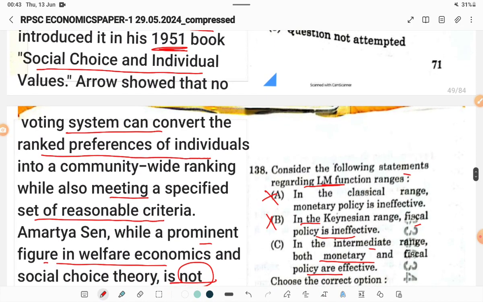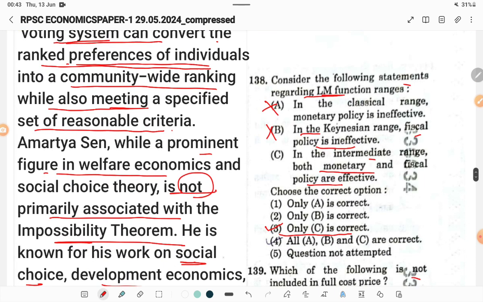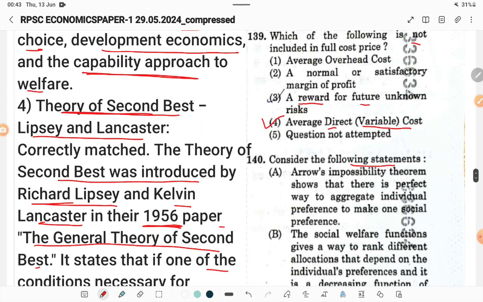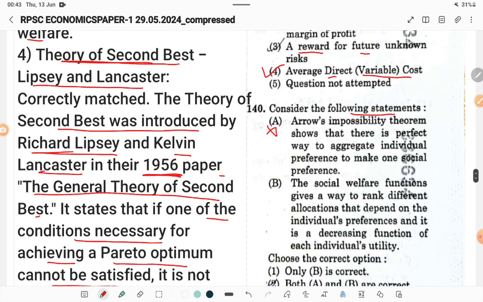Arrow also showed that no voting system can convert the ranked preferences of individuals into a community-wide ranking while also meeting a specified set of reasonable criteria. So this statement is incorrect here. And the second, the social welfare function gives a way to rank different allocations that depend on the individual's preferences, and it is a decreasing function of each individual's utility.